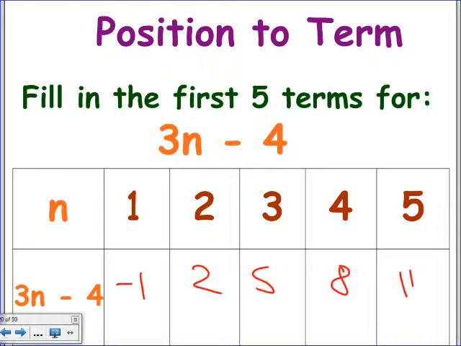Okay? Everyone happy with how to go from an nth term to the numbers in your sequence? So we're kind of flipping what we did yesterday. Yesterday we had the sequence and worked out the nth term. Today we're just doing it the other way around. If they give us the nth term, I can work out the numbers in my sequence by swapping the letter n for the positions in our sequence.